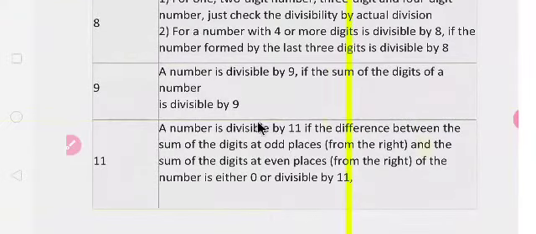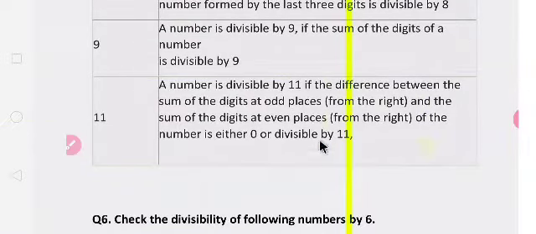And then 11. A number is divisible by 11 if the difference between the sum of digits at odd places from the right and the sum of digits at even places from the right of the number is either 0 or divisible by 11. We will see the example of this in our exercise questions.